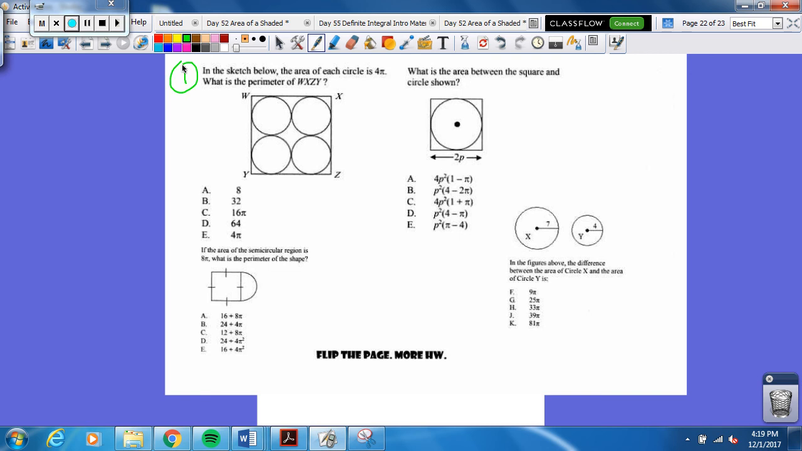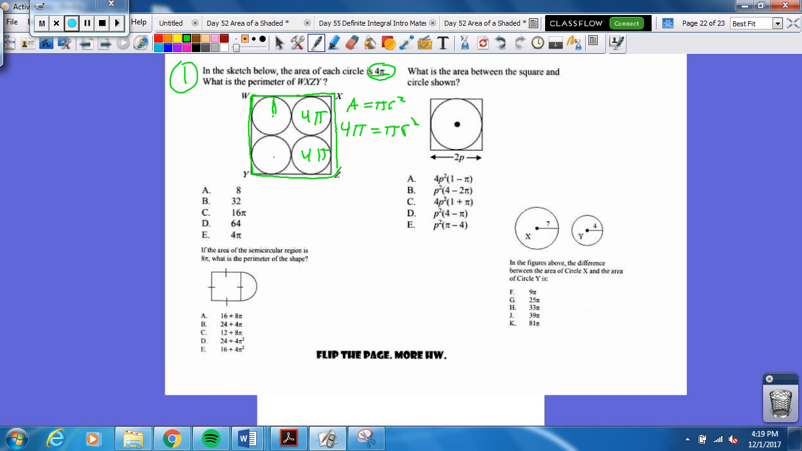In the sketch below, the area of each circle is 4 pi. What's the perimeter of W, X, Z, Y? So I need the perimeter, so I need every side. Okay, so the area of a circle is pi r squared, and that's what it gives us right there. So the area of this circle is 4 pi, the area of this circle is 4 pi, all of them are 4 pi, so is that one and that one. So 4 pi, maybe if I knew the radius right here, I could get some of the distance. That's what I'm thinking. Okay, no problem.